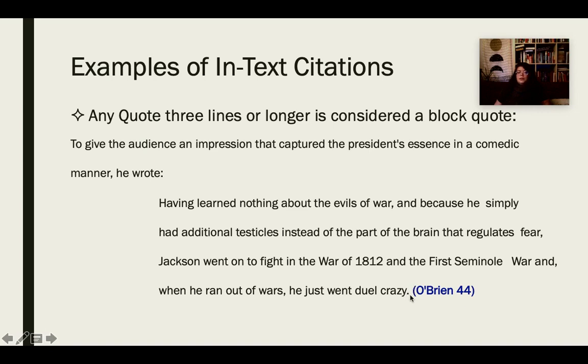Now this is a big shift, right? Before, the period would go after our citation. But again, in the block quote, because I am not using quotation marks, and because the format of this is showing me that this is a block quote, I put the period and then O'Brien after it. Okay? So also look too that I have a hanging indent happening, right? It's a 1 inch margin. So that's all that we need.